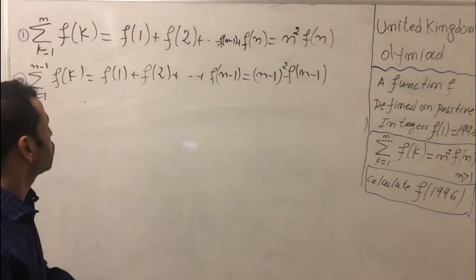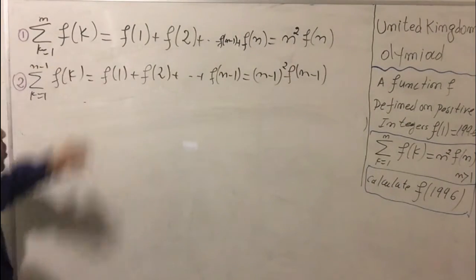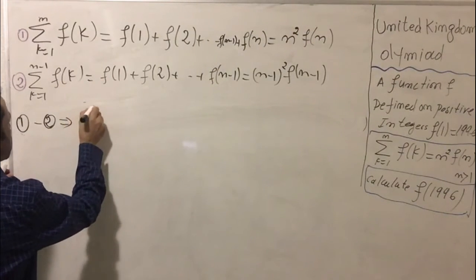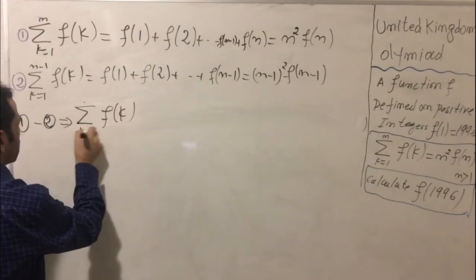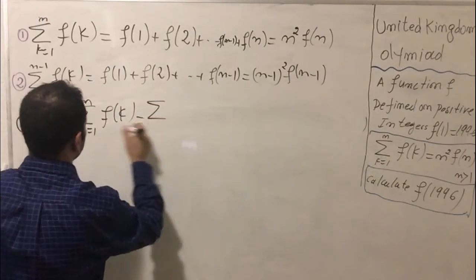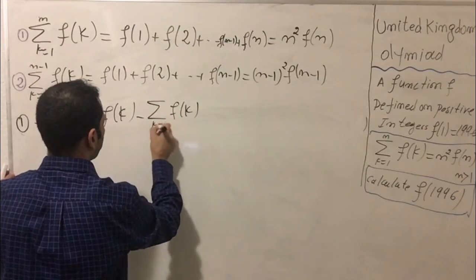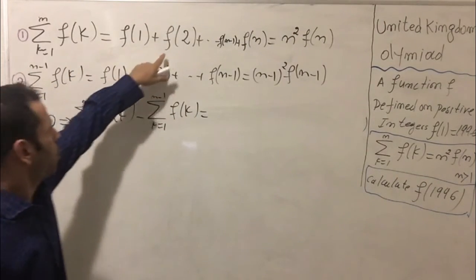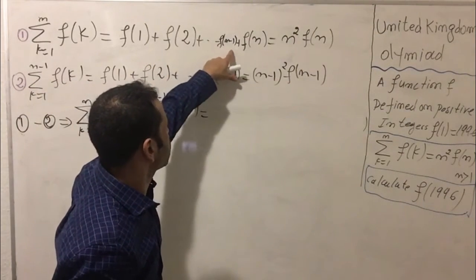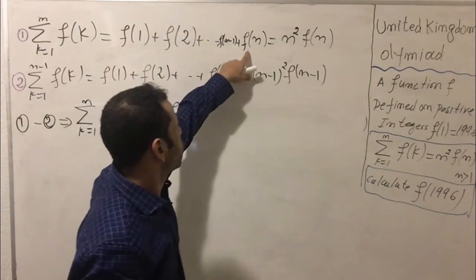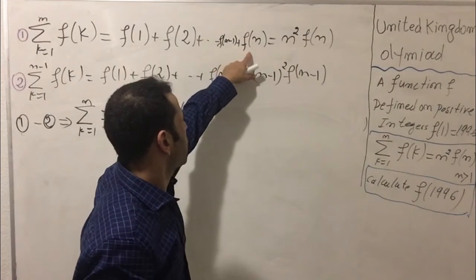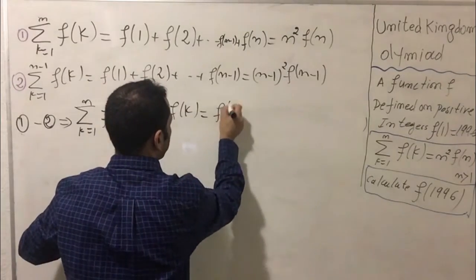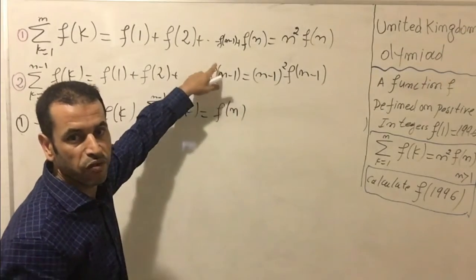Now I'm going to subtract equation number 2 from equation number 1 to see what the expression is. So 1 minus 2 implies the sum of f of k as k goes from 1 to n minus the sum of f of k as k goes from 1 to n minus 1. So f of 1 minus f of 1 is 0, f of 2 minus f of 2 is 0, and all the way down f of n minus 1 minus f of n minus 1 equals 0. I will have only f of n left from all these terms because we have one more term in the first equation, which is f of n. All other terms will be cancelled.